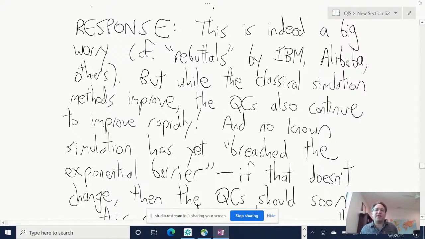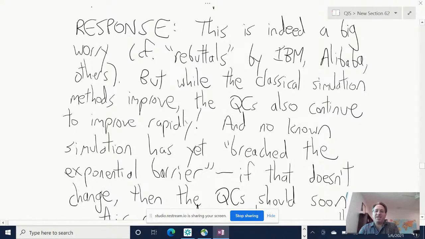But it's important to realize that even while the classical simulation methods improve, I think it's now shown that using a reasonable supercomputer, yes, you could simulate the Google experiment in a matter of days or weeks. So the experiment is still faster, but the speedup is only by a factor of thousands. It's not by millions or billions. But on the other hand, the quantum computers are going to continue to improve extremely rapidly, even while the classical simulations also improve. So the question is, who is going to win this race?